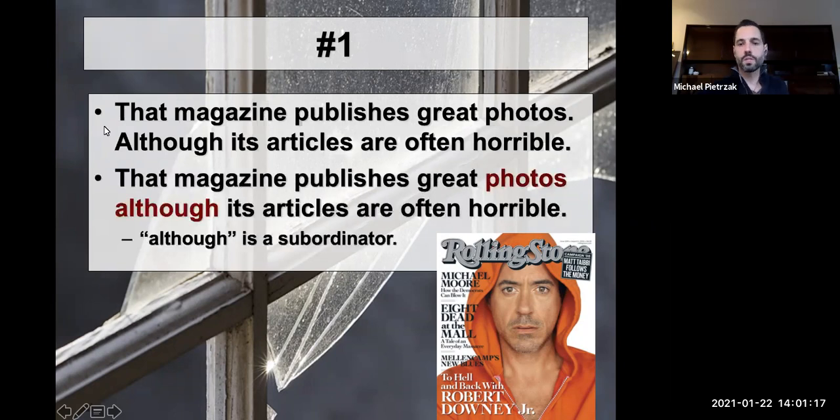So what's the way to fix this? That magazine publishes great photos, although its articles are often horrible. We just deleted the period, right? You could put a comma there, I think, as well. And although is one of those subordinators, right? So you can't start a sentence with that and then not end it with something else. This is not a complete sentence, but the second bullet is. Great, fix. Next one.